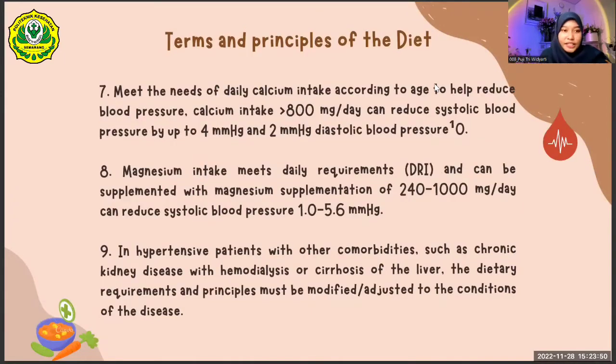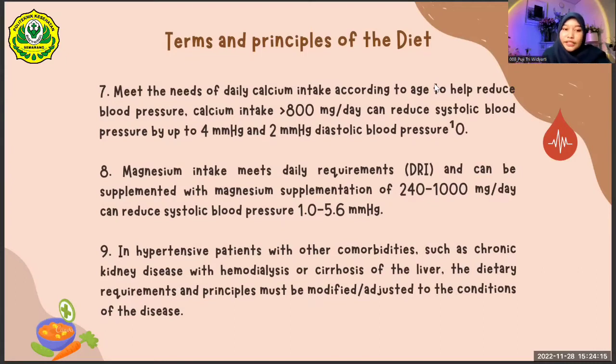Point number 7 is to meet the needs of daily calcium intake according to age to help reduce blood pressure. Calcium intake of more than 1800 mg per day can reduce systolic blood pressure by up to 4 mmHg and diastolic blood pressure by 2 mmHg.